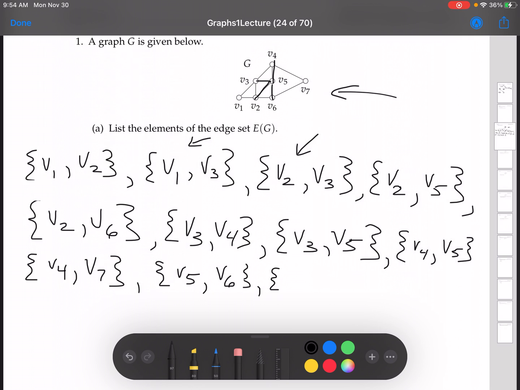Now V6, let's see, V6, V2, we did that. V6, V5, we did that. V6, V7. We did that. Okay, now V7. There's V7, V6. We just did that one. V7, V4. We did that one there. Okay, so that's all of our edges. I have now listed all of the edges of the edge set.